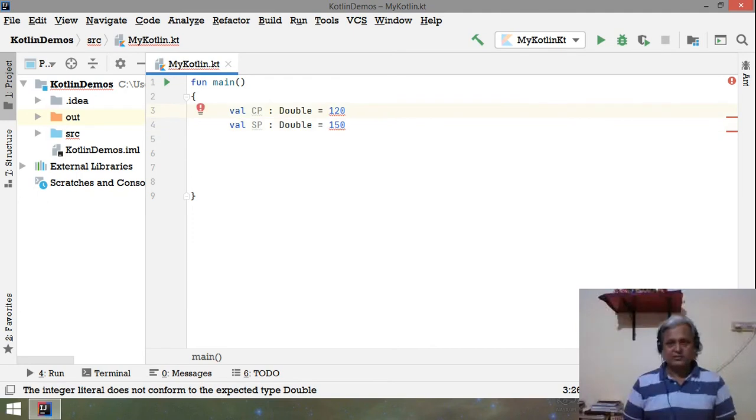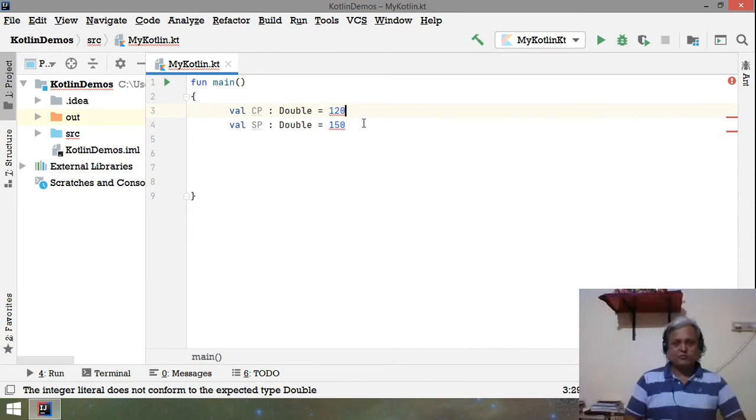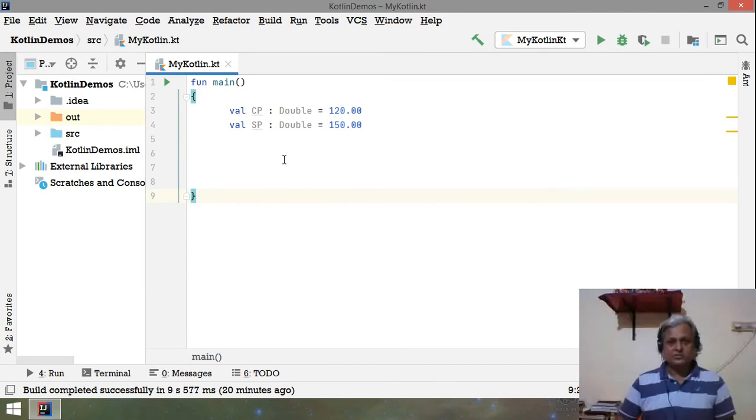Now you see that you are getting an error, because it is saying that the integer literal does not conform, because this 120 is not recognized as a double value. So if I write 0.00 here, this error will be gone, and now you see there is no error, only the warning that this has never been used, so it's fine.